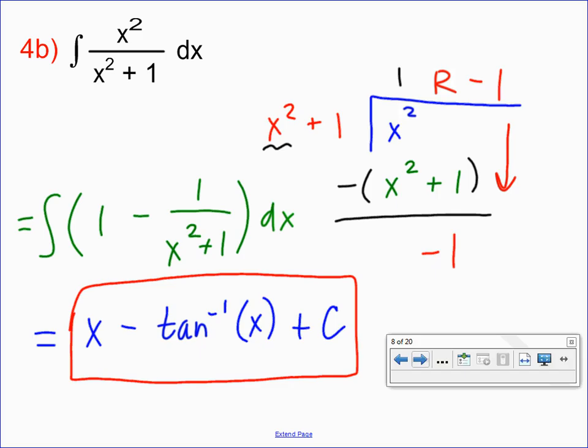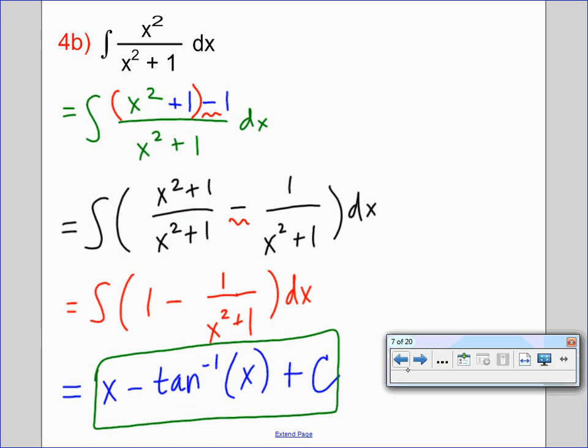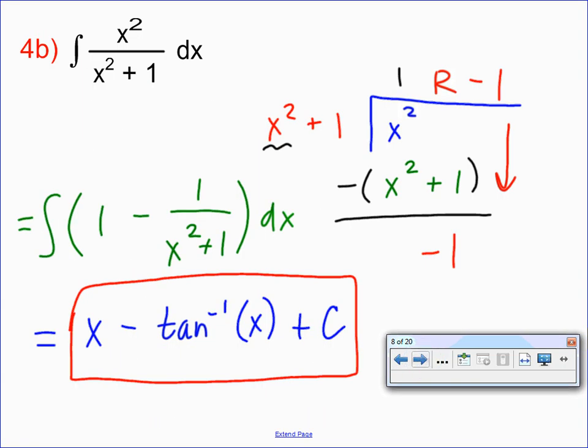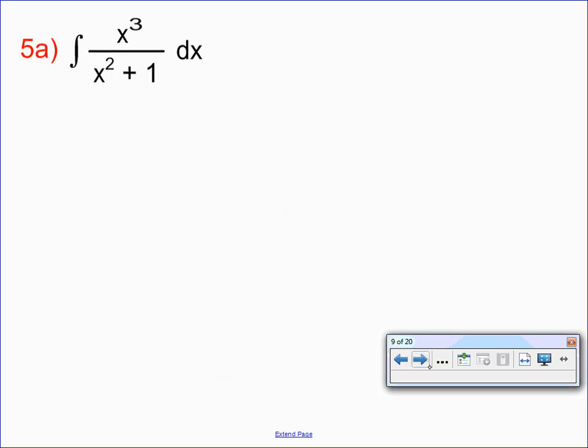That's pretty sweet. So you can think about which you like better. If you like adding a clever zero, which is kind of tricky but clever, or the polynomial long division, which is appropriate for use when my numerator degree is greater than or equal to my denominator degree. Let's take a look at another.